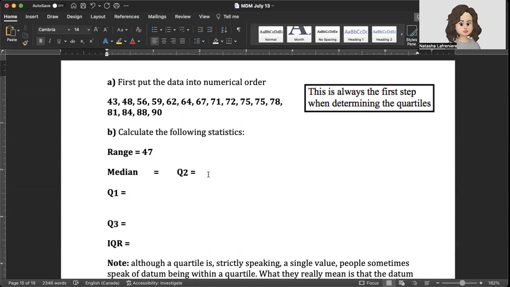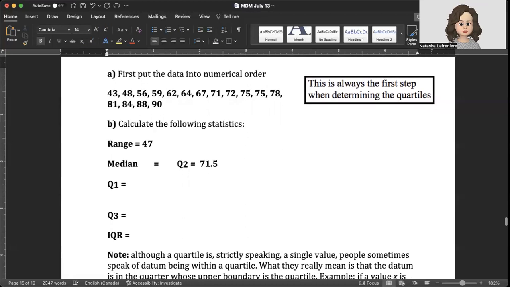The median is your Q2. So you add them all together, divide them by the amount. Or sorry, no, it's your middle number. That was the silliest thing I've ever heard or said, I think. So it's 71.5. So our 2 middle numbers would be 71 and 72, and then you find the mean of that.